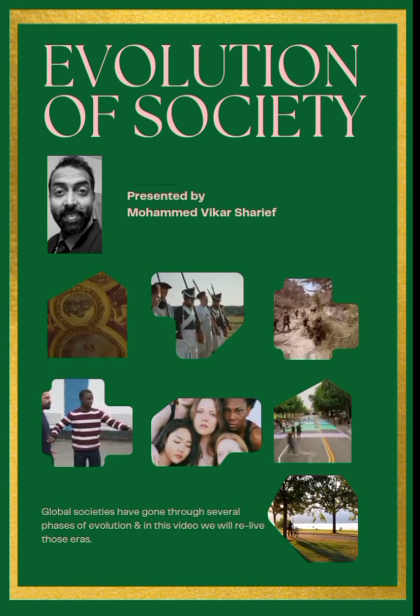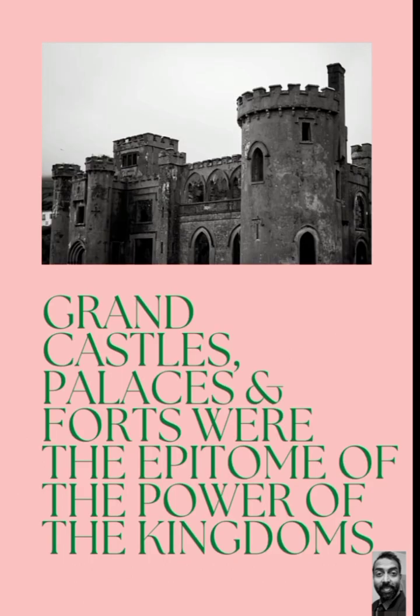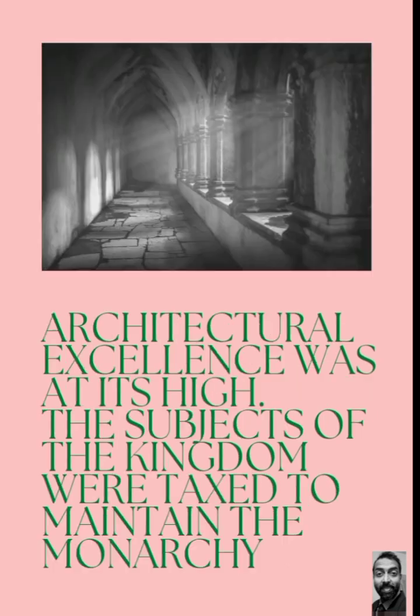Castles, palaces, and forts were the epitome of the power of the monarchy. Grandeur gateways were the exemplifiers of the magnificence of the kingdom. Architectural excellence was at its height. However, the gap between the lords and the commons was evident in the inequality of the standard of living.